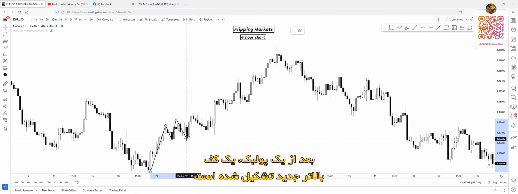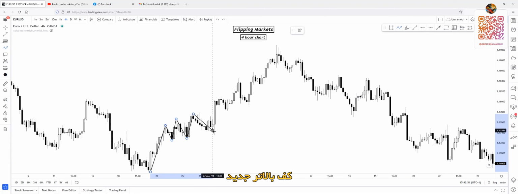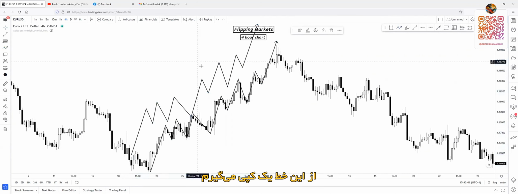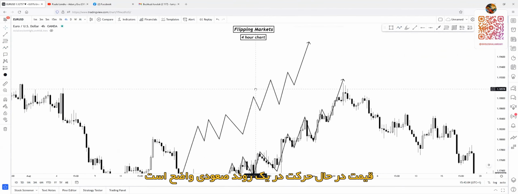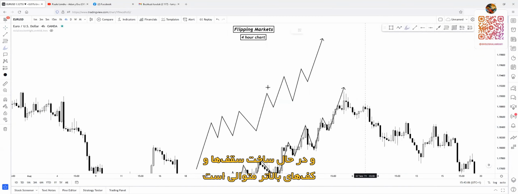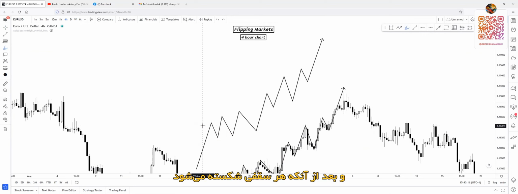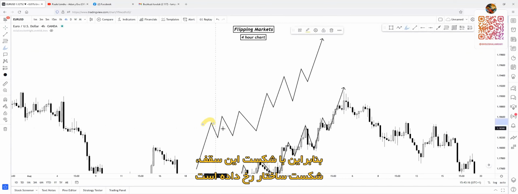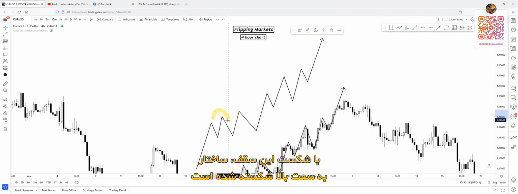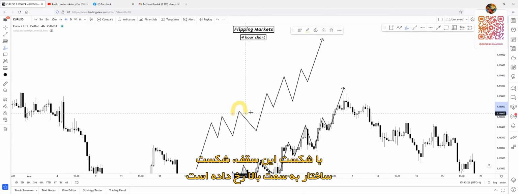After a pullback, it created a new higher low, new higher high, new higher low, new higher high, low, high, low, high, low, high. So I will just duplicate this line, and you can see that price is moving in a clear uptrend, creating a series of higher highs, higher lows. And after every high has been broken, price will create a breakout structure to the upside. So this high has been broken, breakout structure to the upside. This high broken, breakout structure to the upside. This high broken, breakout structure to the upside.